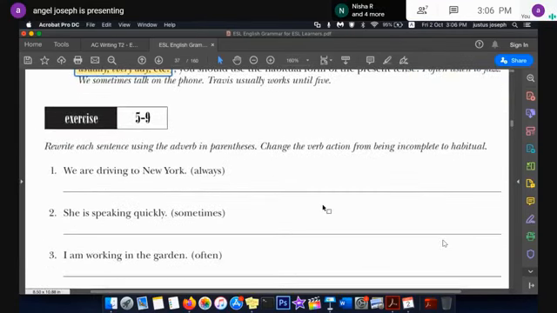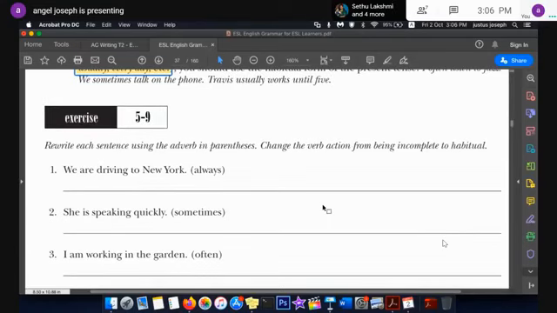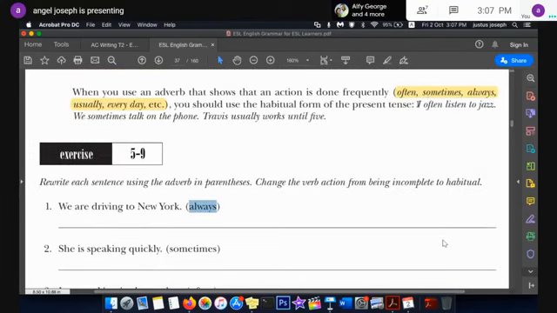So let's do an exercise here. What we need to do is, the sentences are all in incomplete tense, or as you would understand it, continuous tense. You have to change it into habitual or simple present. Continuous to simple or incomplete to habitual, however you understand it. And you have to also use this adverb. So keep an eye on these sentences that I just discussed here. I'll highlight it so it can help you. So look at the first one.